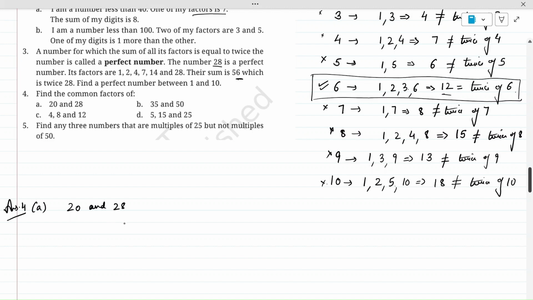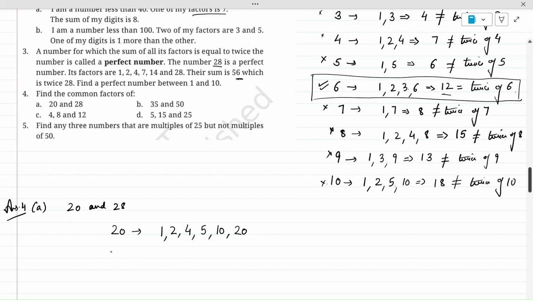What we have to do, we have to find their factors. So for 20 the factors are 1, then 2, 3 is not a factor, 4 is a factor, 5 is a factor, 6 is not, 7 is also not, 8, 9 are not, 10 is a factor, 11 is not a factor, 12 is not a factor, and then straight the next factor is 20, the number itself. So these are the factors of 20: 1, 2, 4, 5, and then we have 10 and 20.